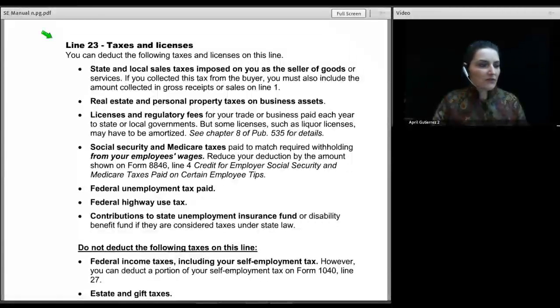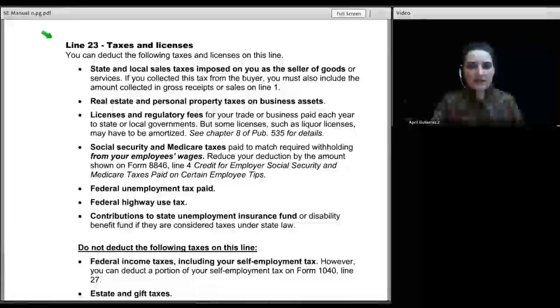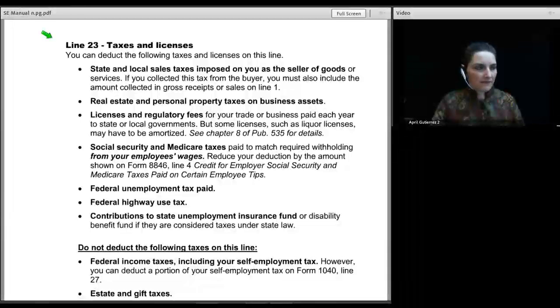And line 23 of Schedule C, what kind of taxes am I supposed to enter on that line? Well, on that line, you would enter state and local sales taxes imposed on you as the seller of goods or services if you collected this tax from the buyer. You must also include the amount collected in gross receipts or sales on line 1. Now, the thing with sales taxes, IRS is saying on one hand put it on and on the other hand not put it on, and they seem to be having a difference in their wording.